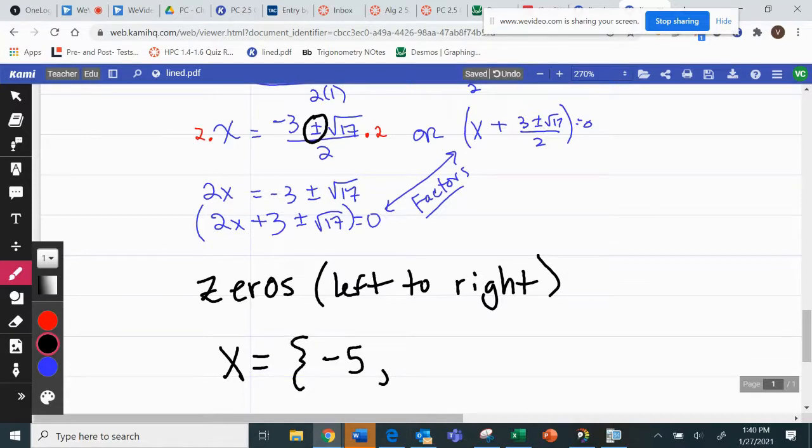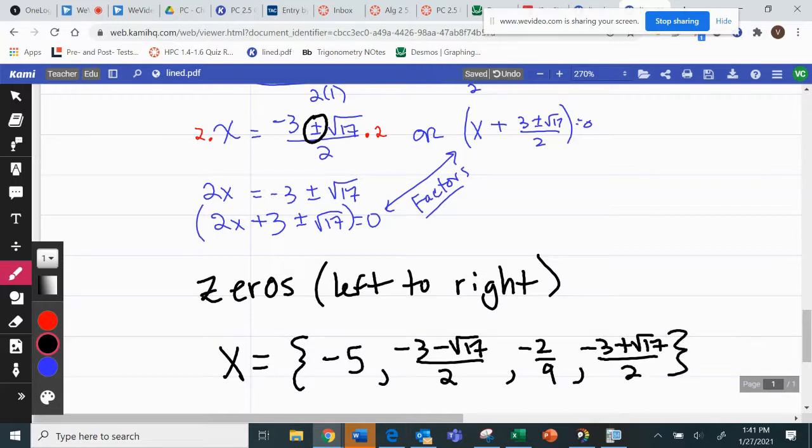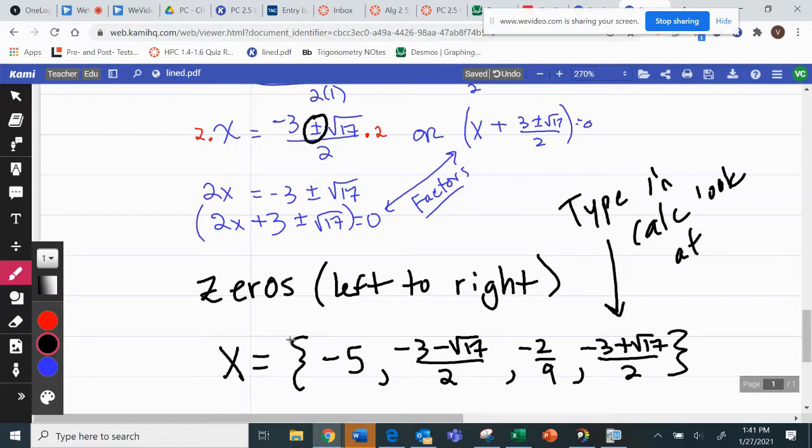When we look at the factors, it's opposite. So we're going to have -3 minus square root 17 over 2. Then we have our -2/9. And then we will have -3 plus square root 17 over 2. Now, if you are unsure which one's bigger, just type this in your calculator, on the regular screen, and look at the decimal. I don't want you to stress out about that. You have your calculator. Type it in and figure out what order they go in if you're unsure. So those are our zeros.